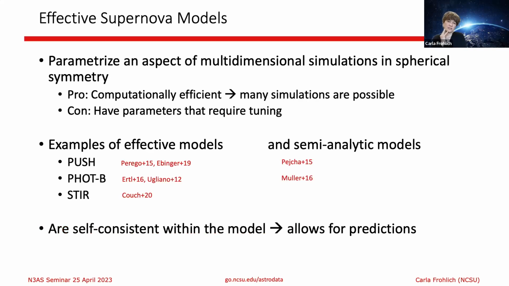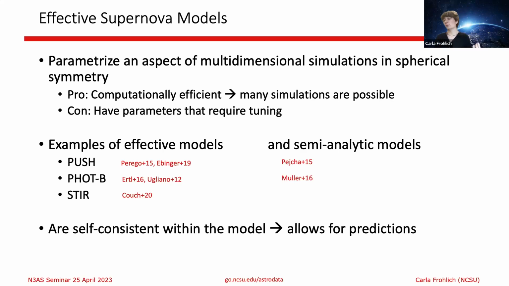Now, how are we doing this, given that I just told you that multidimensional simulations are computationally very expensive? We're doing this with what we call an effective supernova model, and there are several on the market. Several groups have developed them. The underlying idea is to parameterize an aspect of the multidimensional simulations that we think is relevant to causing the explosion, parameterize that in a spherically symmetric way.